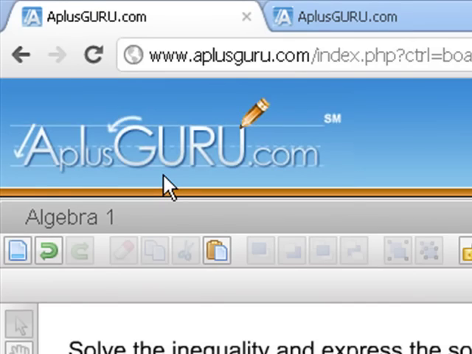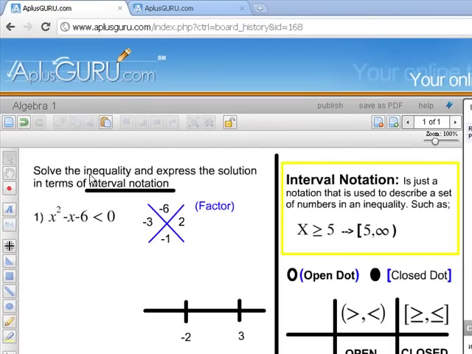Welcome to AplusGURU.com's solution videos, where today we would like to cover a topic called inequalities: solve the inequality and express the solution in terms of interval notation.